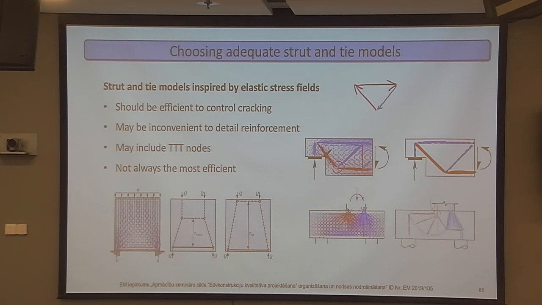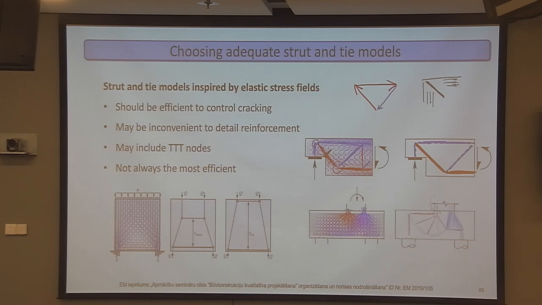In this kind of solution, there could be problems with anchoring the tension reinforcement in here. We have a compression field that comes from here and from here, and we would need to anchor the tension strut in the corner where we might not have enough space for that. So it could be problematic, and it might not be the best solution because of that.